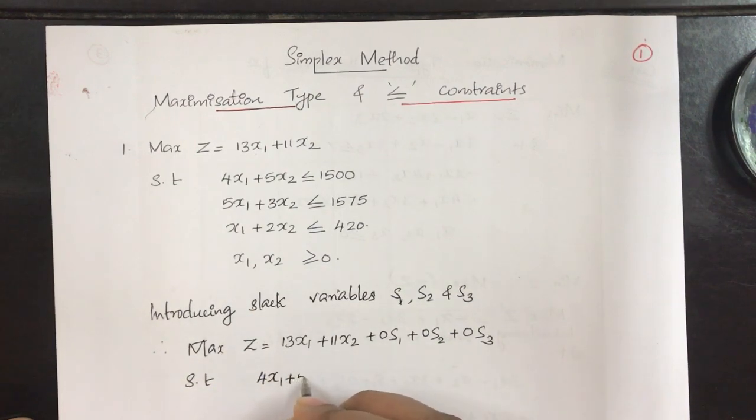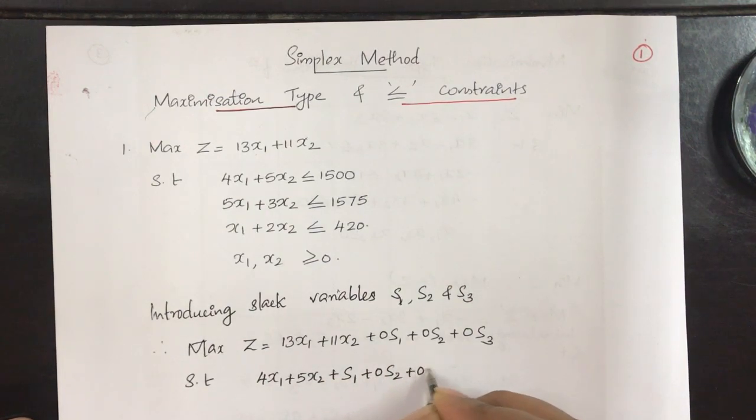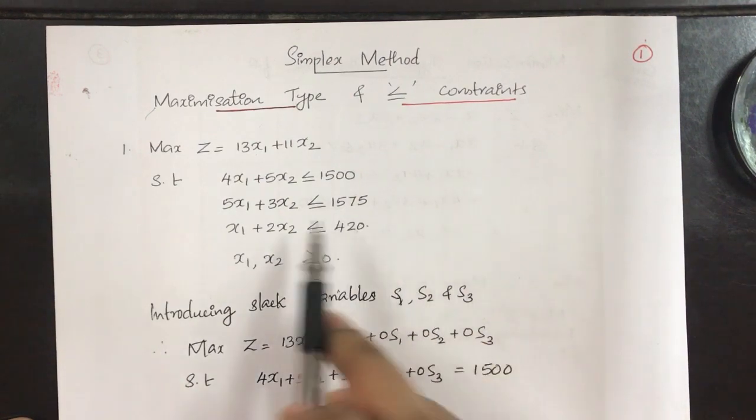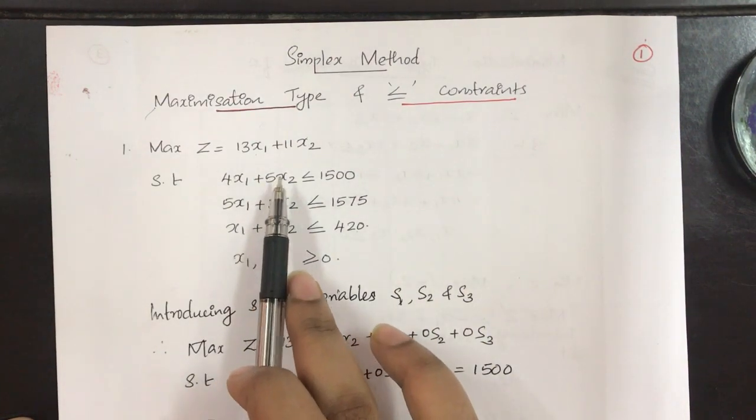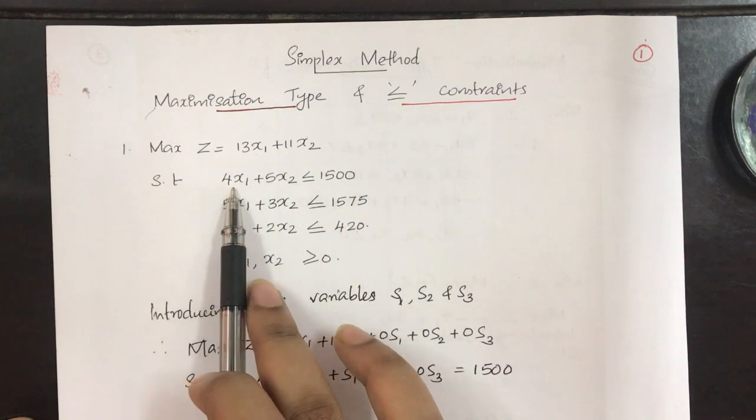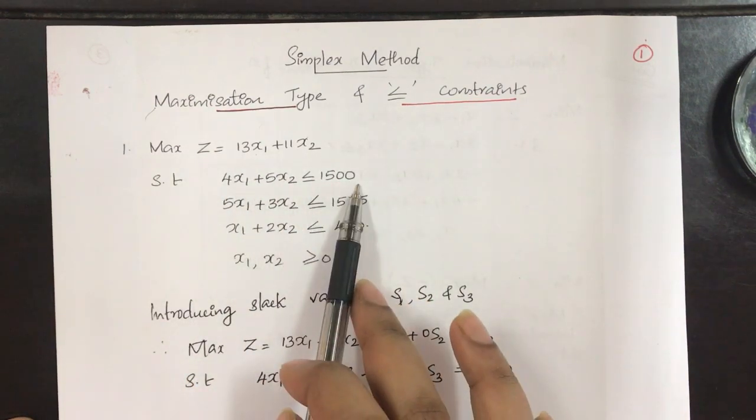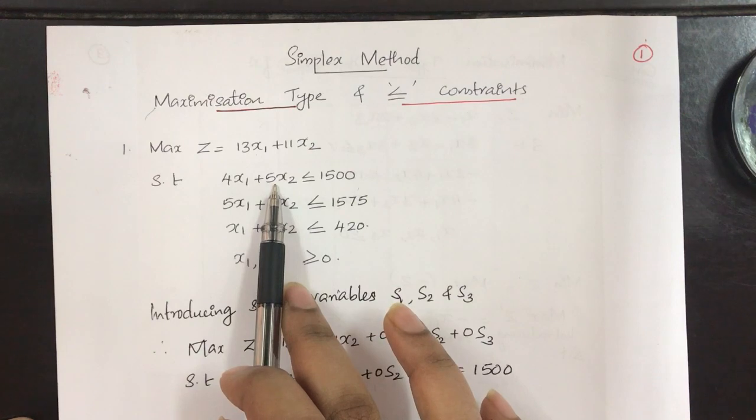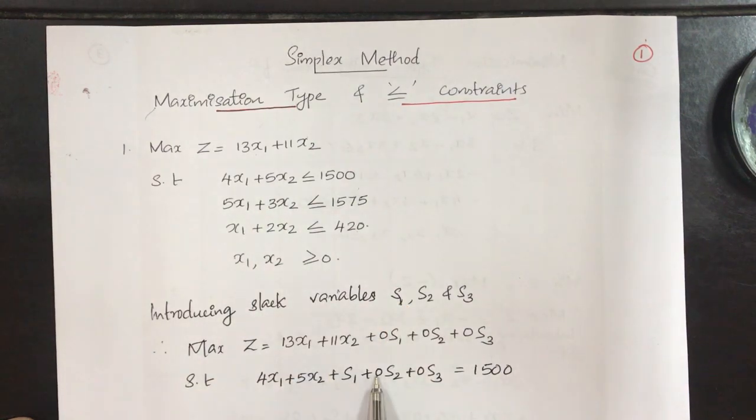4x1 plus 5x2 plus s1 plus 0s2 plus 0s3 equal to 1500. Since we are adding s1 only to this constraint in order to make this inequality into an equation, we are adding s1 to the left hand side. The coefficients of s2 and s3 are 0.